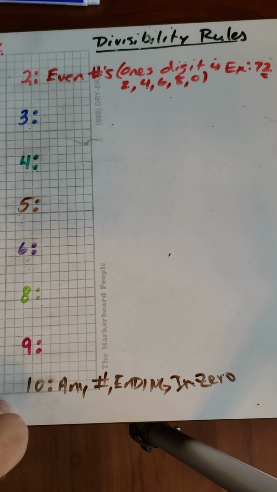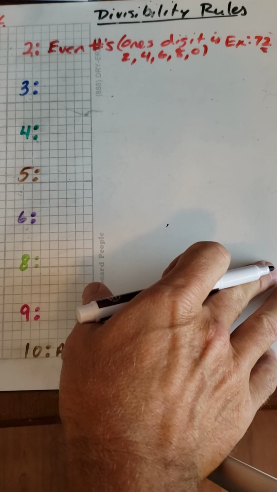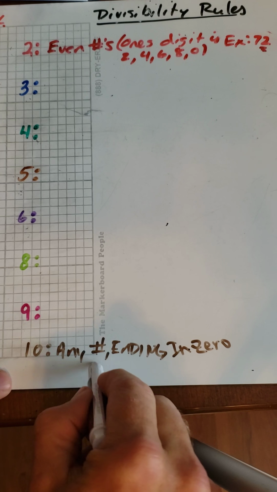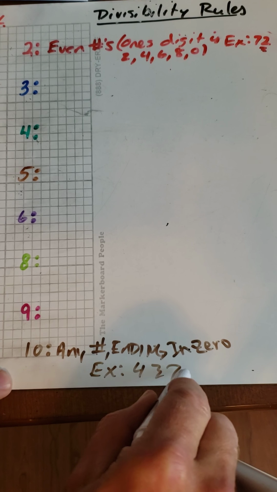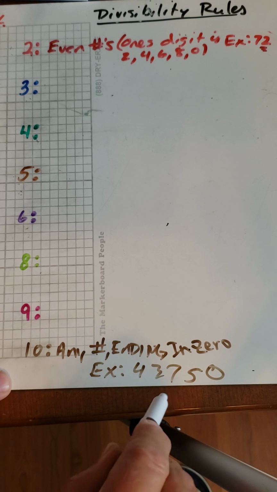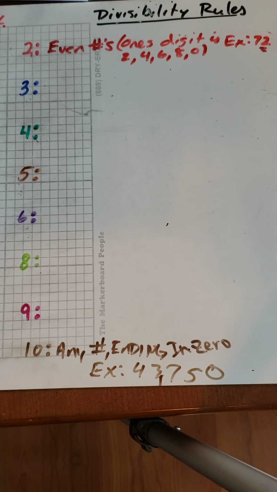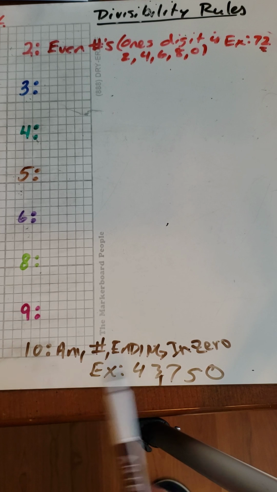Okay, so any number ending in 0, for example 43,750. 43,750 ends in a 0, meaning the last digit is a 0. Therefore, that whole number is divisible by 10.